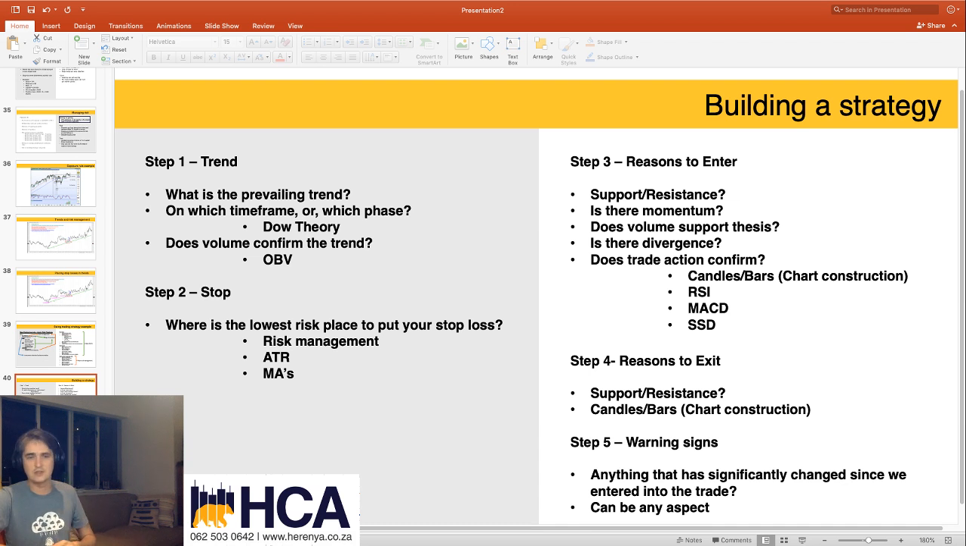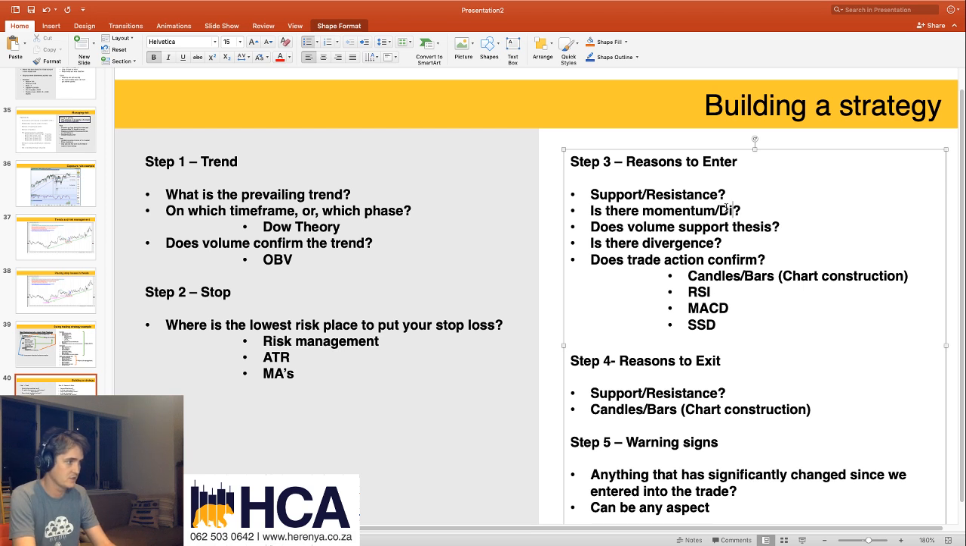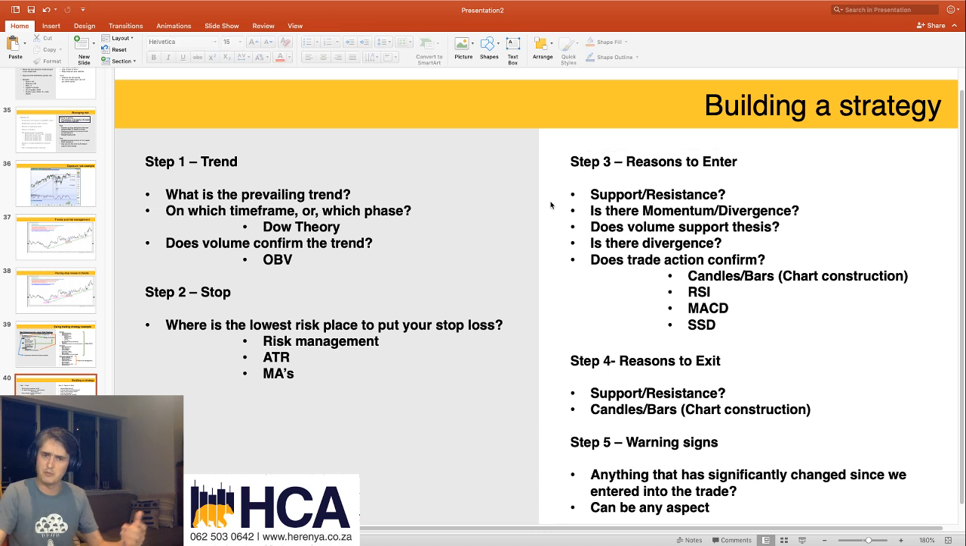The next thing you want to do is step 3. We need a reason to enter into this trade. So, is there a support and resistance level that we're reversing off of? Is the momentum bullish or bearish at this point? Is there divergence? I should have actually put, is there momentum slash divergence? Is divergence bullish or bearish? Is it even present? Is that something that is even important to you, right?